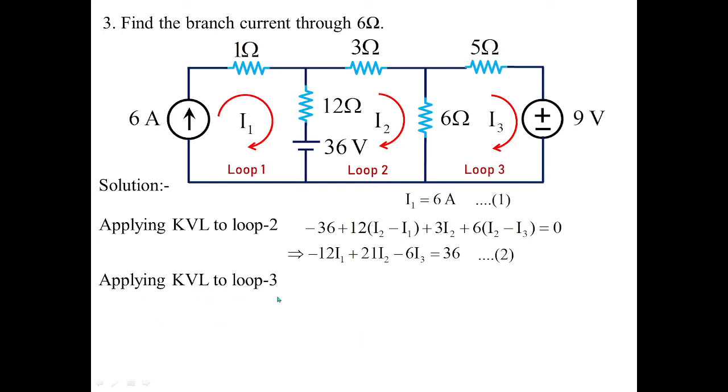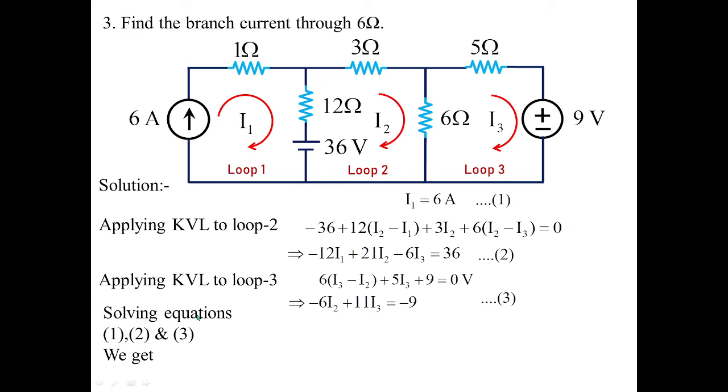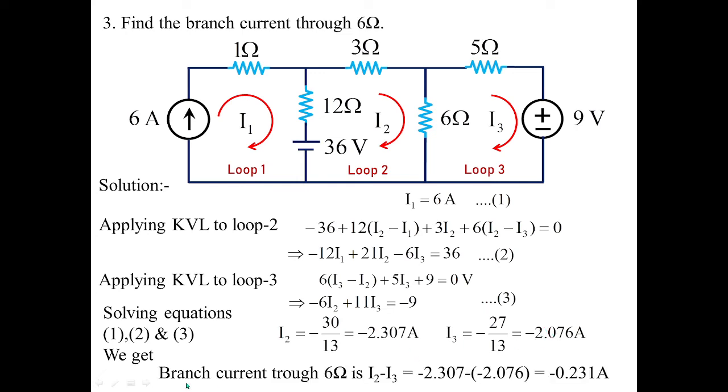Then applying KVL to loop 3. When you apply KVL to loop 3, you are going to get 6 times I3 minus I2 plus 5 I3 plus 9 equal to 0. This you can simplify and make it equation 3. So you have equations 1, 2, 3. Solving these 3 equations, we get I1, which we already have as 6 amperes, I2 as minus 2.307 amperes, and I3 as minus 2.076 amperes. We have to find out the branch current through 6 ohms, which is over here.